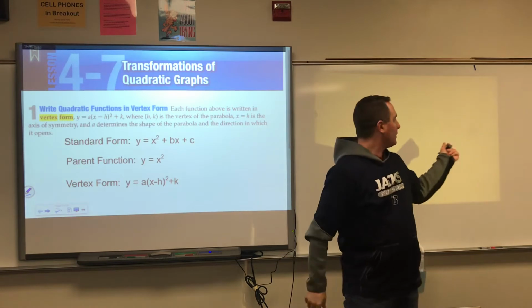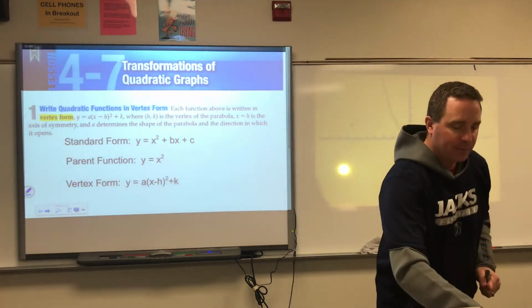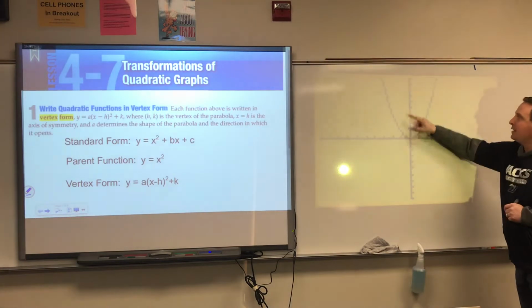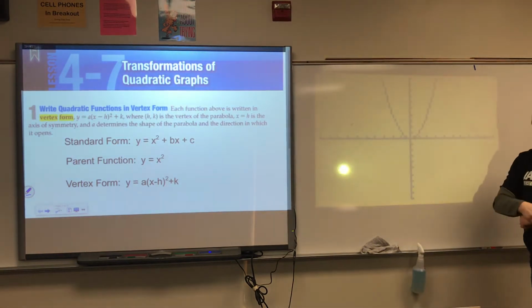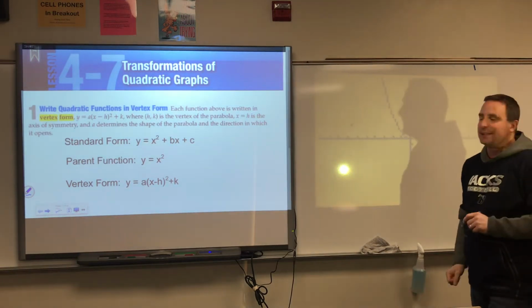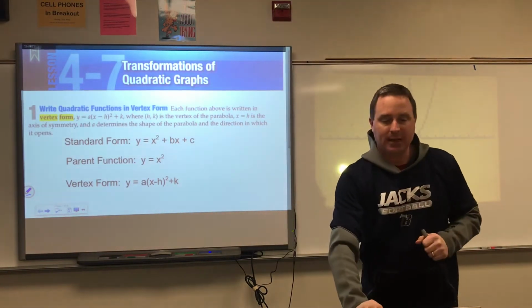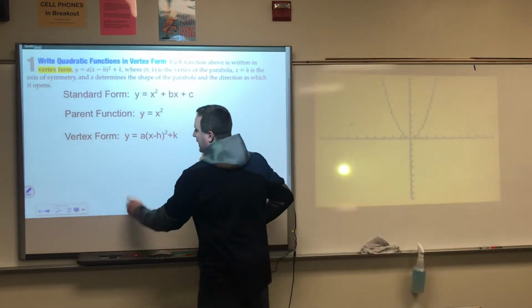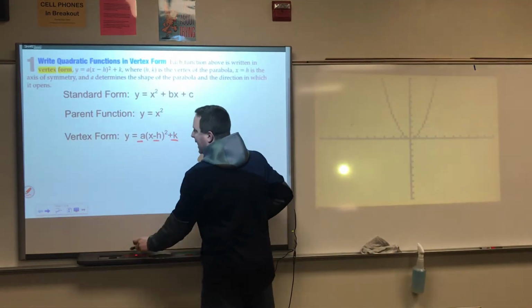Up here on the screen, I have the graph of the parent function. If you look closely, the vertex is at 0, 0. It's right at the origin. The axis of symmetry goes right through the origin as well. The new thing we're going to take a look at today is this one called vertex form, right down there at the bottom. It has 3 distinct letters in it: an A, an H, and a K.